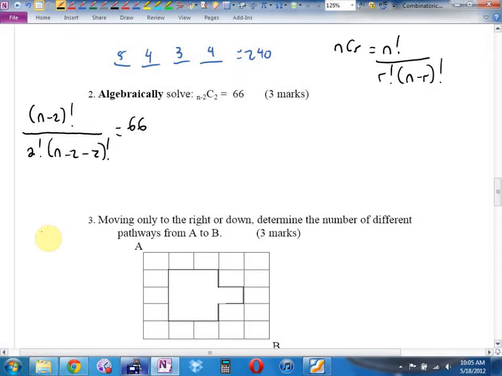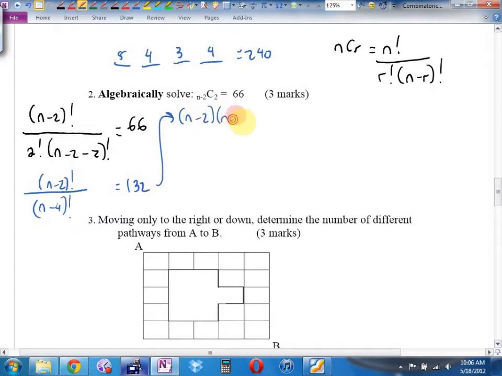In fact, what I'm going to do is move this guy over here. It's going to give me 132. And I'm going to rewrite this as n minus 2 factorial all over n minus 4 factorial, because that's what n minus 2 really is. Now what? Simplify. How? Can I just cancel out the exclamation marks? No! I have to expand and cancel. I have to expand by asking, which one's bigger? N minus 2 is. This is going to become n minus 2, n minus 3, n minus 4 factorial. Stop there. Why? Because that's what I have on the bottom.